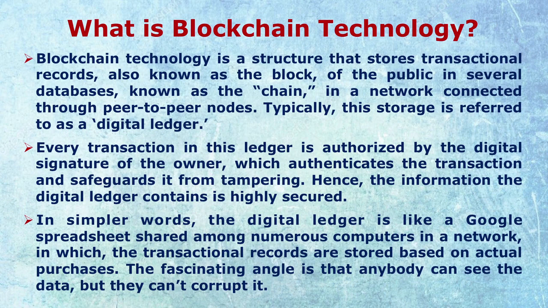So, after understanding some background, we can say that blockchain technology is a structure that stores transactional records, also known as the block, of the public, in several databases known as the chain, in a network connected through peer to peer nodes. Typically, this storage is referred to as a digital ledger. Every transaction in this ledger is authorized by the digital signature of the owner, which authenticates the transaction and safeguards it from tampering. Hence, the information the digital ledger contains is highly secured.